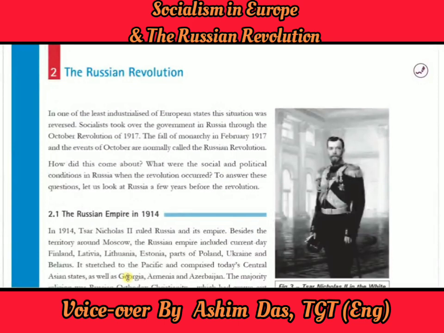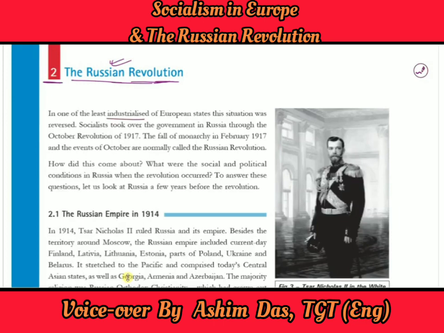Today we are going to continue with chapter 2 of History Class 9. The name of the chapter is Socialism in Europe and the Russian Revolution. Today we are going to continue with unit number 2, the Russian Revolution. Let us try to understand how this revolution unfolded and what was the background of such a great revolution that changed the history of the world.